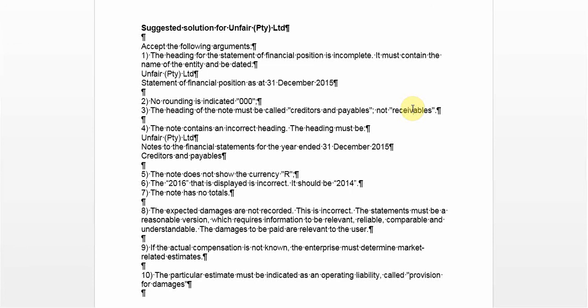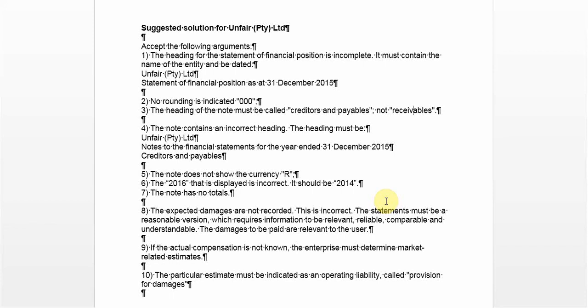Then again, when the note starts, the heading is incorrect. Notes to the financial statements for the year, and the note should also be called creditors and payables because you need to indicate what note you are busy calculating. There is no currency indicated, or there is a currency indicated, but the note does not contain the currency. Then the 2016 that is displayed is incorrect. It should be replaced with 2014 because we have a current year and a previous year comparative, and the note does not have a total.